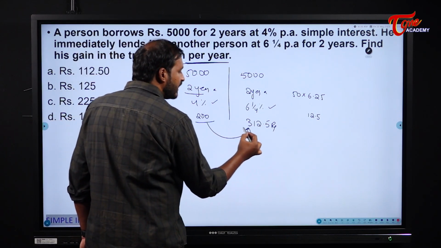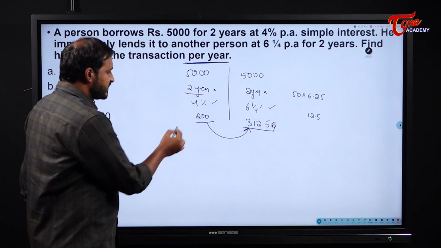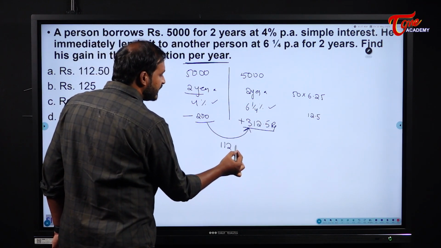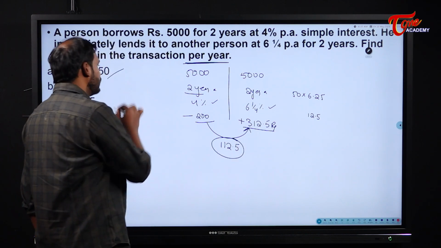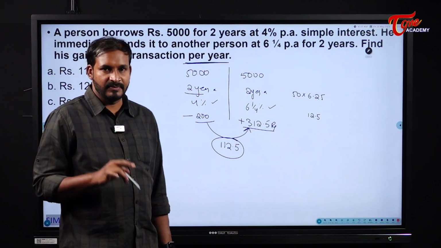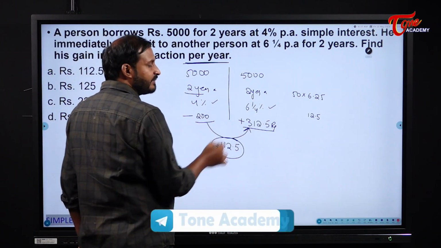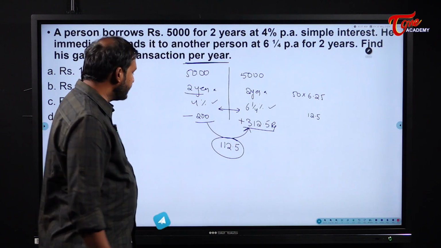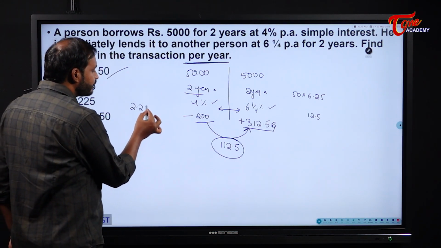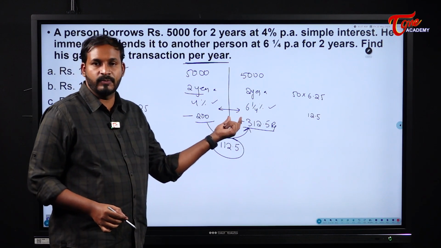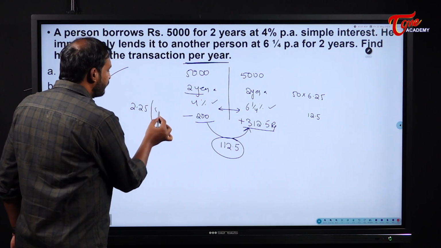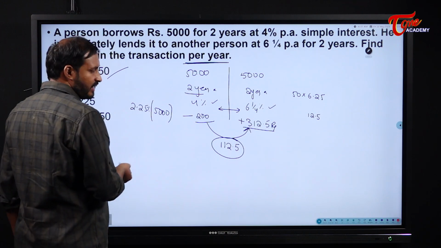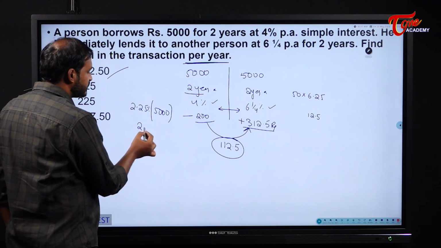Every year he needs to pay 200 and he will get 312.5. This is minus, he is paying, and this is plus, he is collecting. So what is the overall gain he is getting per year? 112.50 rupees. Okay, good, superb. This is one method. What is the other method? Instead of finding them individually, what is the percentage difference between these two? 2 1/4, that means 2.25%. Find 2.25% of 5,000. You will get the same answer.